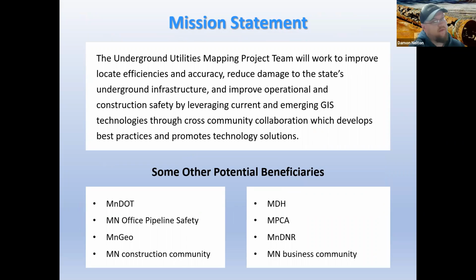This one you pretty much just have to read on the screen, but we have a mission statement. The Underground Utilities Mapping Project Team will work to improve locate efficiencies and accuracy, reduce damage to the state's underground infrastructure, and improve operational and construction safety by leveraging current and emerging GIS technologies through cross-communication and community collaboration, which develops best practices and promotes technology solutions.